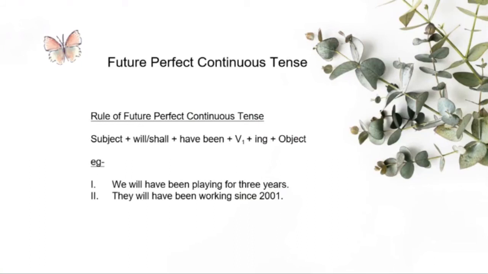Next is children, future perfect continuous tense. Now rule of the future perfect continuous tense is subject plus will or shall plus have been plus first form of the verb plus ing plus object. For example, we will have been playing for 3 years. They will have been working since 2001.